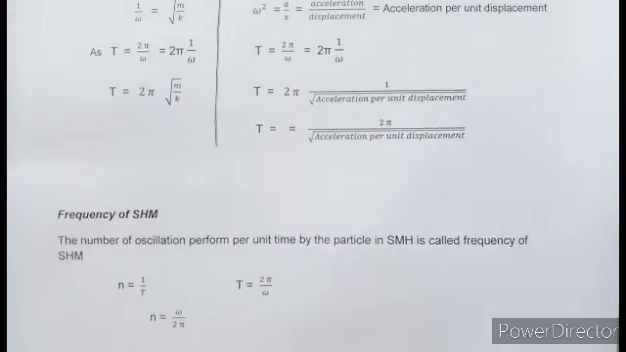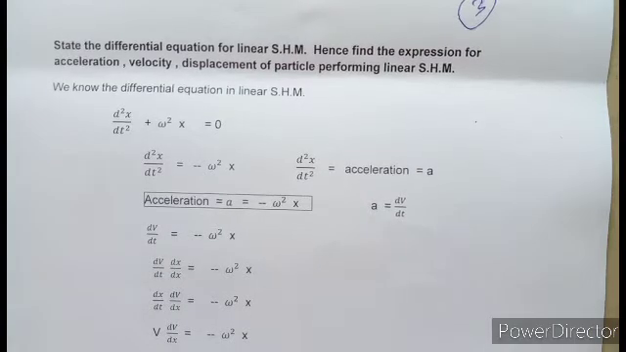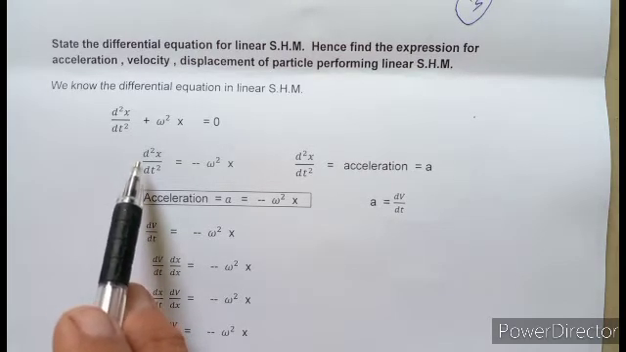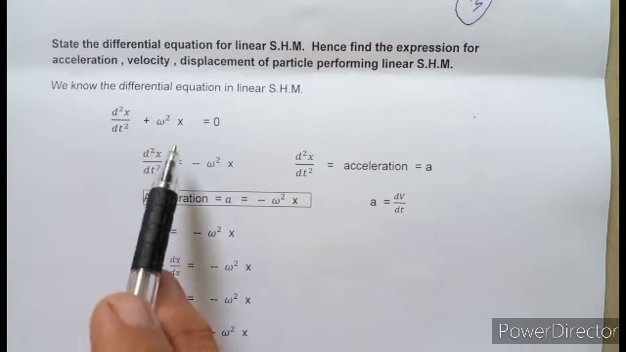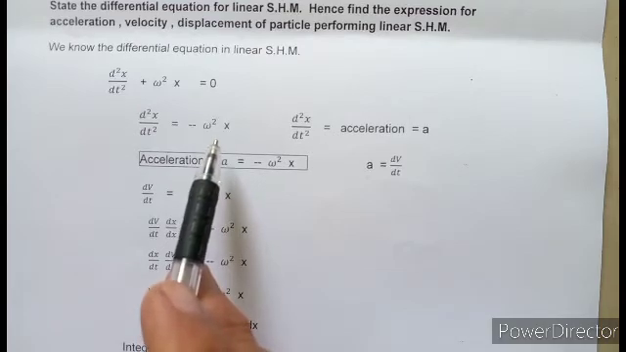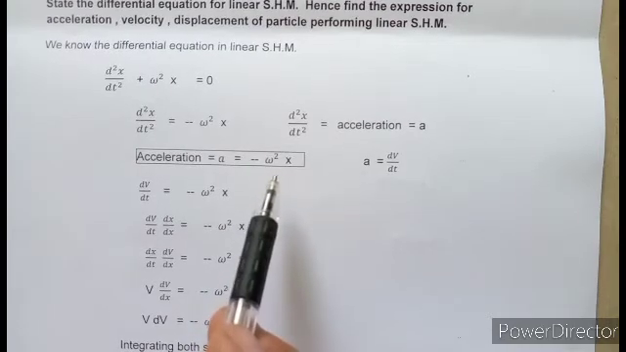Using the period, we have written the frequency of SHM: the number of oscillations performed per unit time by the particle in SHM is called the frequency of SHM. We have also calculated acceleration, velocity and displacement of a particle performing linear SHM starting from the differential equation d2x by dt square plus omega square x is equal to 0. Shifting omega square x to the RHS, we get the acceleration a is equal to minus omega square x.